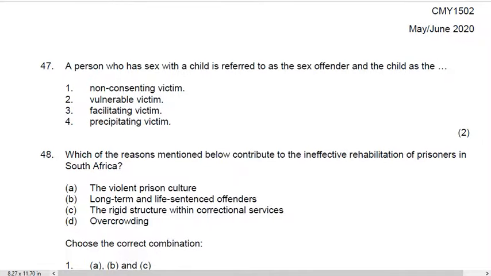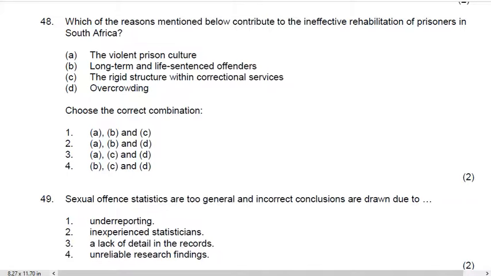48. Which of the reasons mentioned below contribute to the ineffective rehabilitation of prisoners in South Africa? The answer is 2, which is A, B, and D. A. The violent prison culture. B. The long-term and life sentence offenders. D. Overcrowding.